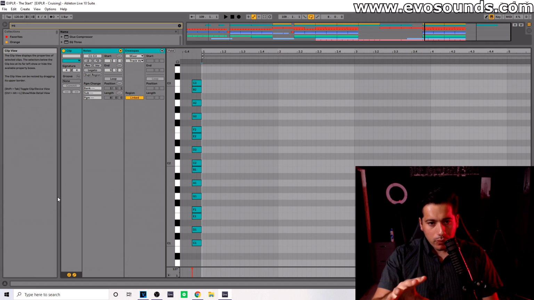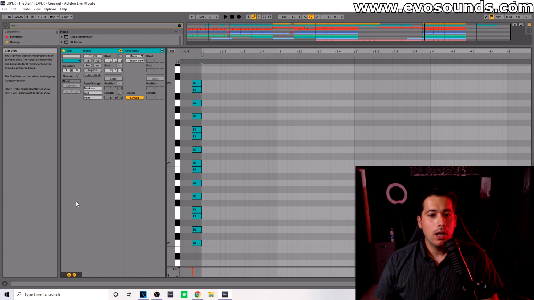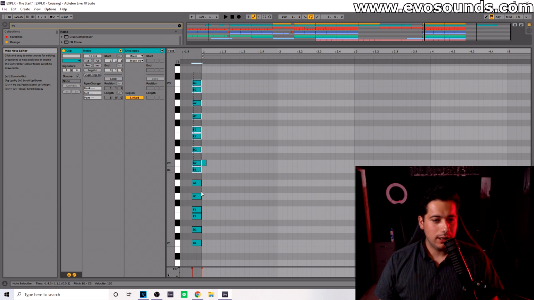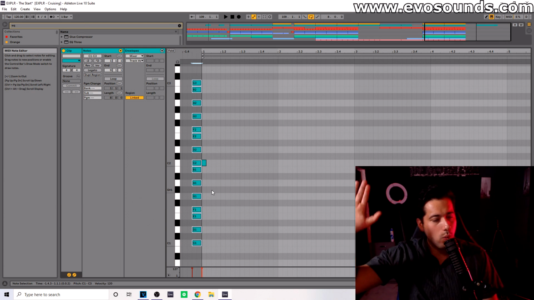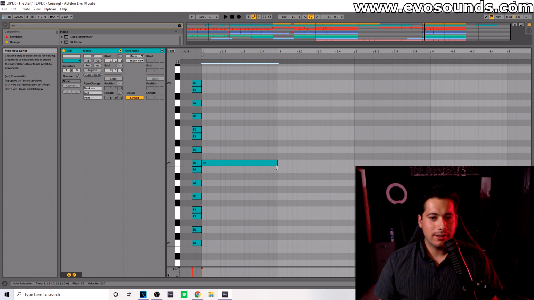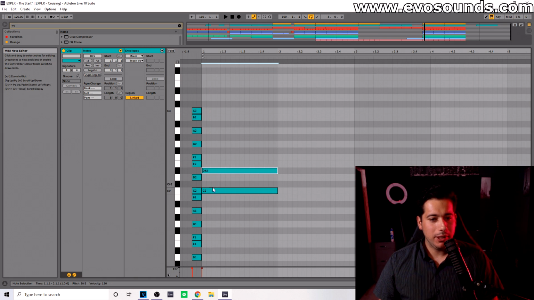Now, what we're gonna do here is very simple. We're gonna have the C major scale. As you guys know, it's C and then all the white keys. So here we're gonna have the C major chord, which is gonna be a C, the E, and then the G.